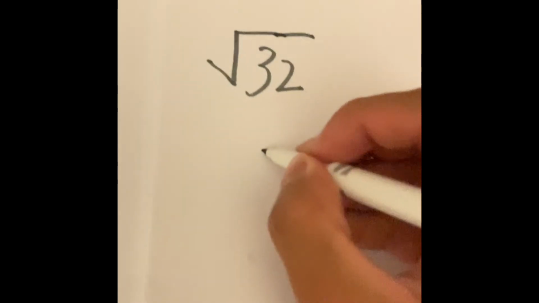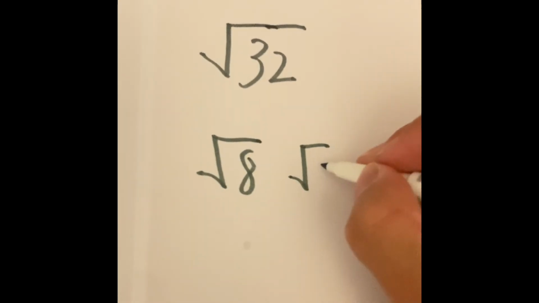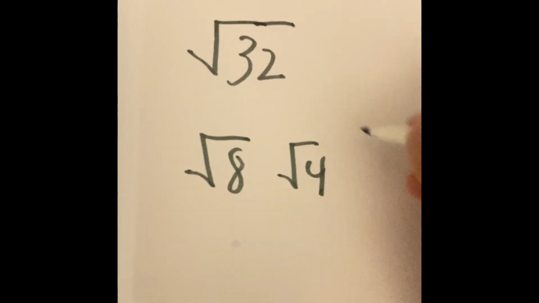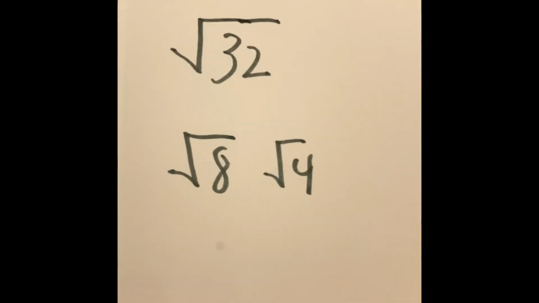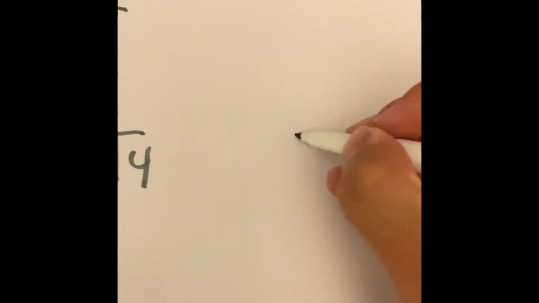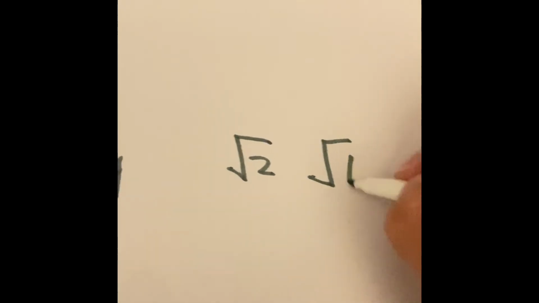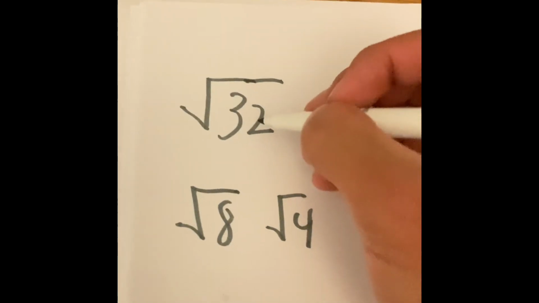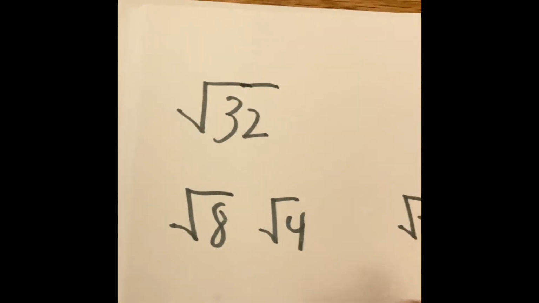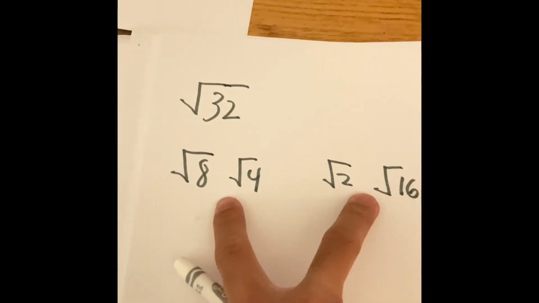Well, we have one option that we thought of. We can do the square root of 8 and the square root of 4, because 8 times 4 is 32. But there's an alternative way: we have the square root of 2 and the square root of 16, because 2 times 16 also equals 32. So which of the two sets do you think would work better?